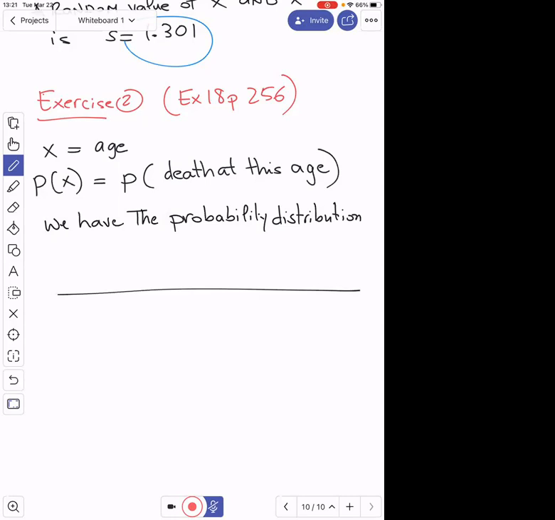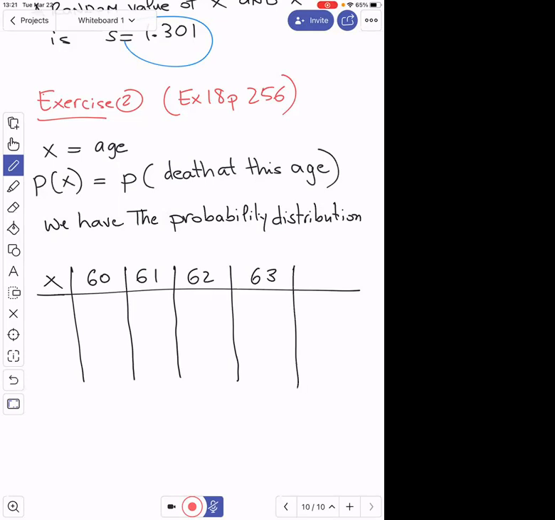So here X is 60, then we have 61, 62, 63, and then 64. Now the P of X, the probability of death at, for example, 60 years old, is actually 0.00756.